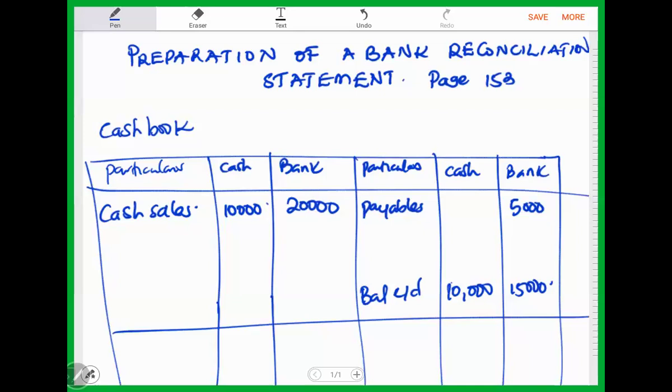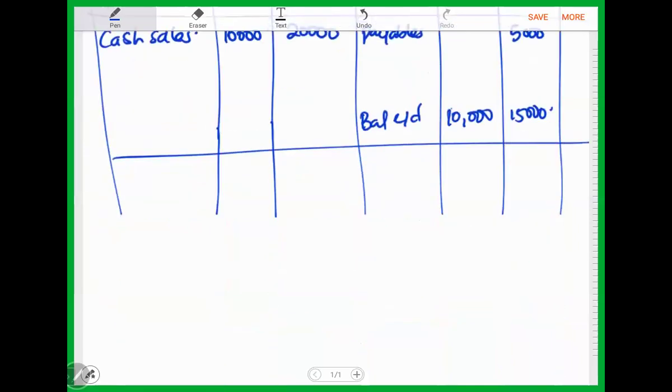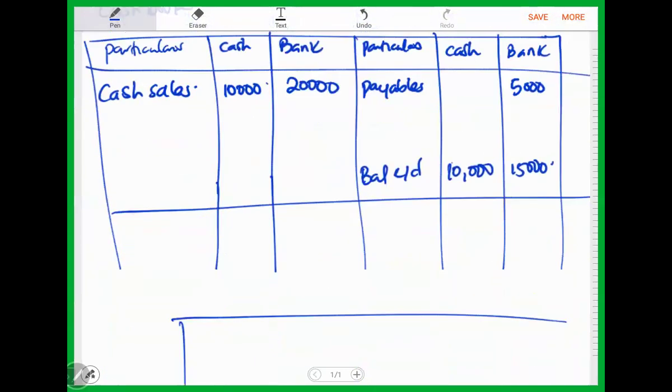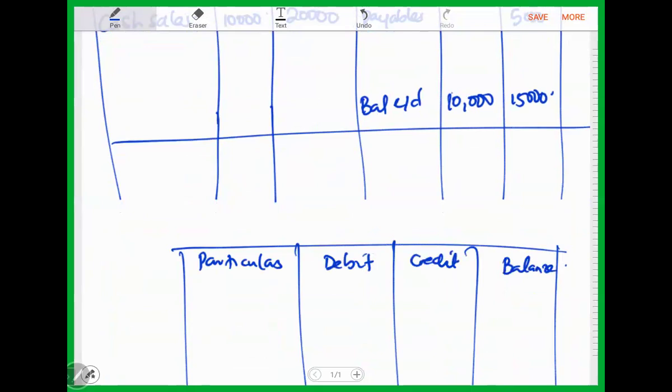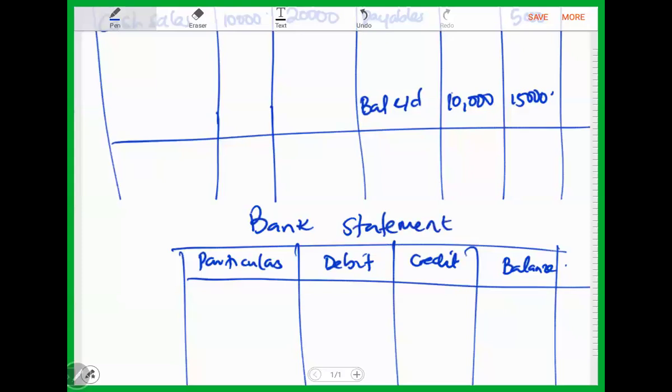Now, assuming you're looking at a bank statement. Now, these are particulars. Debit, credit, balance. That is my bank statement. That is how a bank statement looks like.